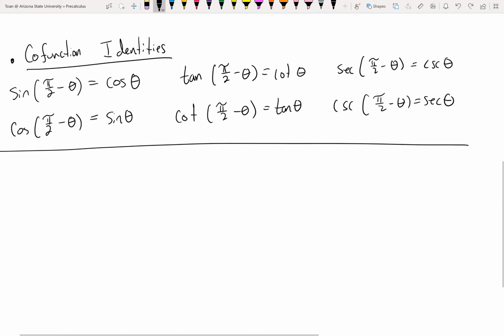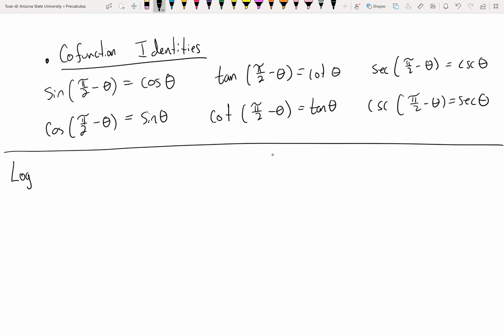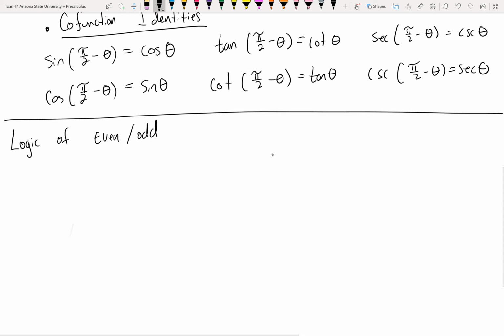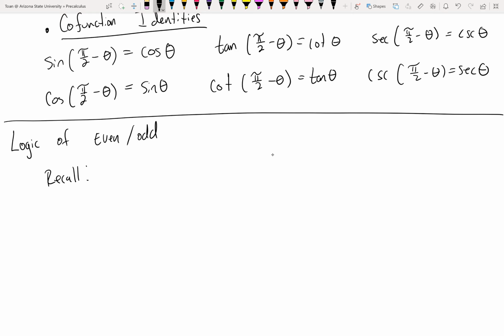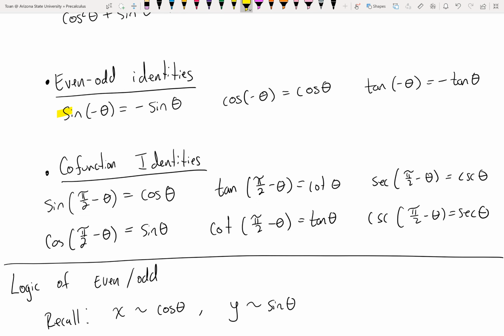So let's talk about the logic behind the even, odd identities. We need to recall something that we talked about in Unit 6, that on a coordinate system, x relates to the cosine of an angle and y relates to the sine of an angle. Right? So let's take a look at what the even, odd identities say. If I put a negative angle inside of a sine, I get a negative sine. If I put a negative angle inside of a cosine, I get the same cosine out. Negative angle, negative tangent. So the even, odd identities relate to what happens when my angle is negative.